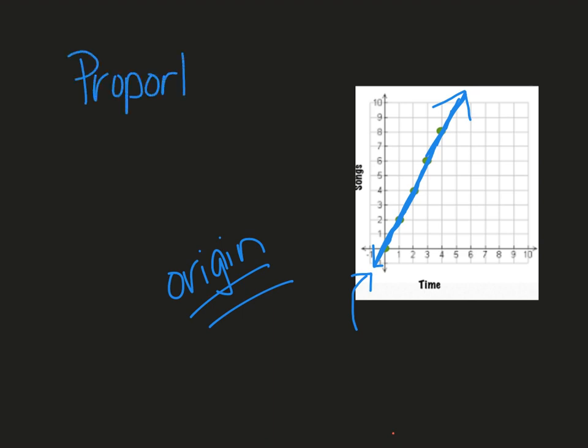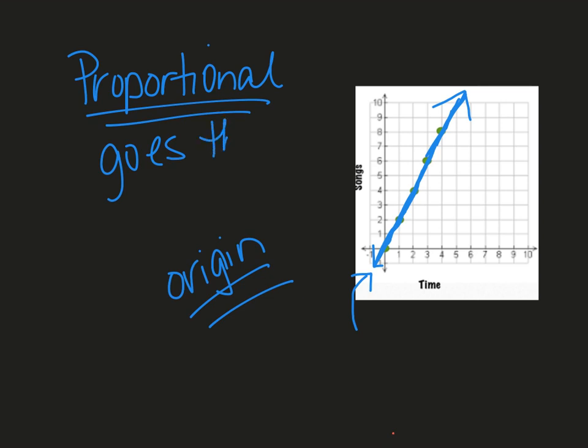So if it's proportional, you'll be able to tell by the graph because it goes through point (0, 0).